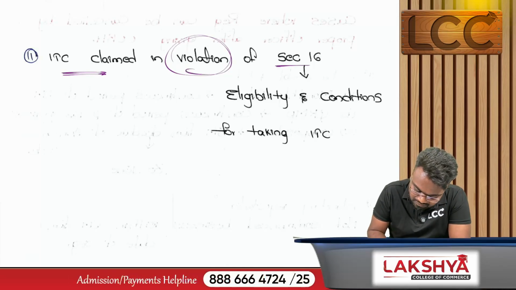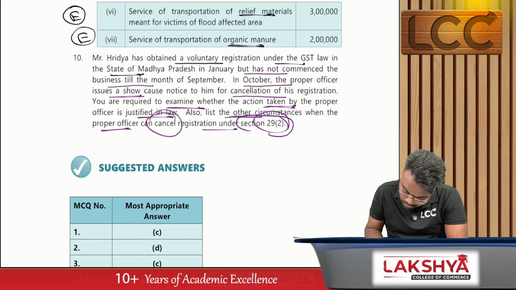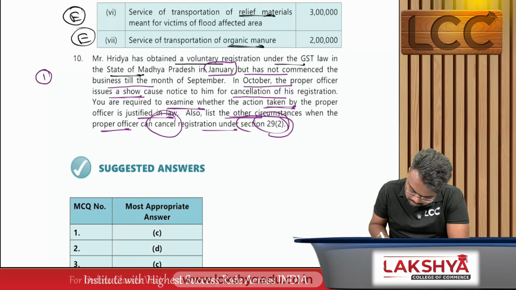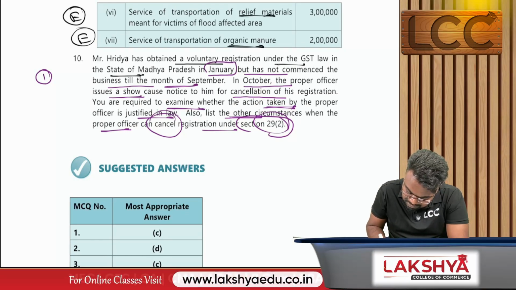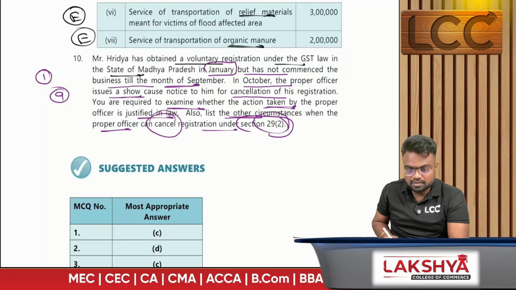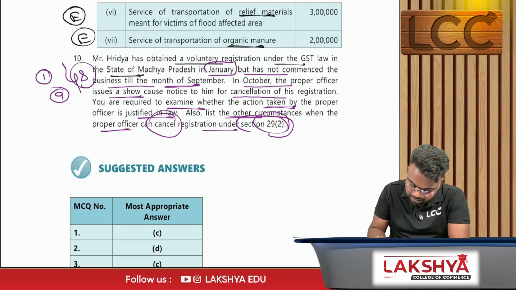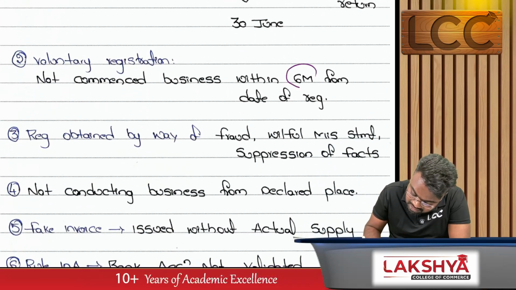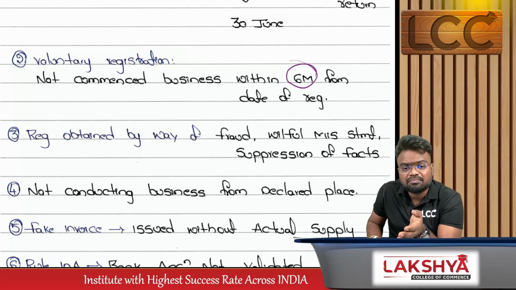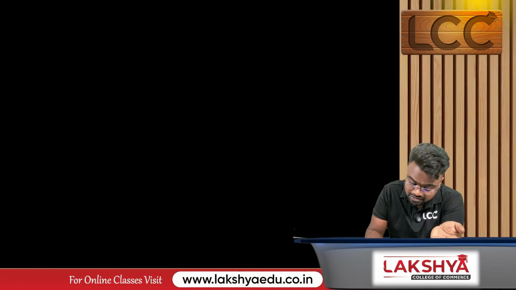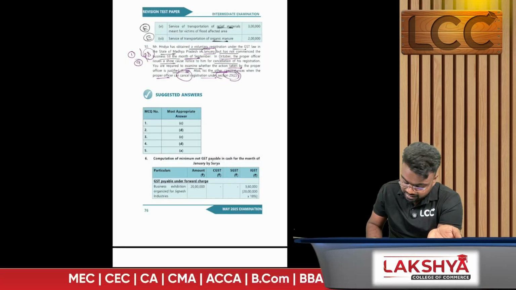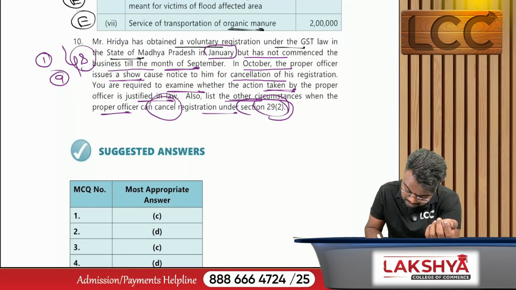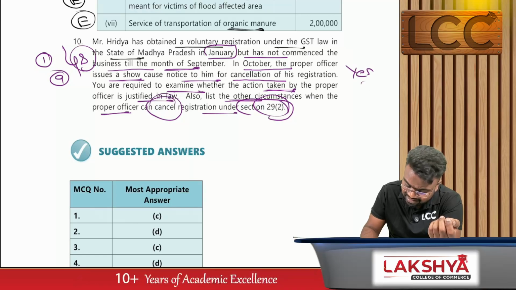So let's see what the question given here is. Voluntary registration in January, so the first month. He hasn't conducted any business till the 9th month, September. In total, how many months? The difference is 8 months. When it comes to voluntary registration, how many months? 6 months. So you haven't started any business within 6 months. So what can the proper officer do? He can cancel your registration. That means whether the proper officer can cancel, the answer is yes.